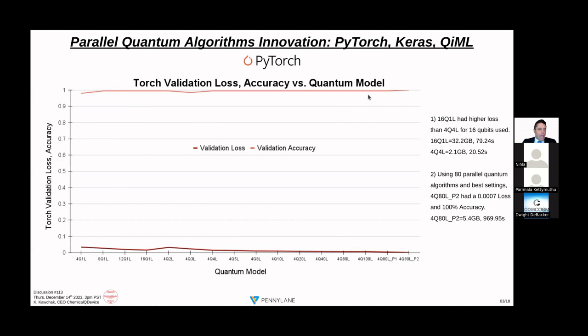Now, this particular one has a lot of different runs here. I'm going to start from left to right. This is validation loss and accuracy on the left, and on the bottom is the model type. The first one is a standard 4 qubit algorithm, 8 qubit algorithm, 12, 16, and so on and so forth. And then 4x2 would be 8 equivalent qubits.